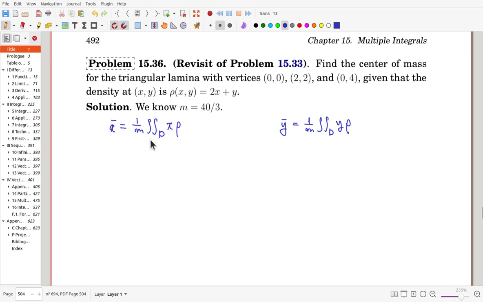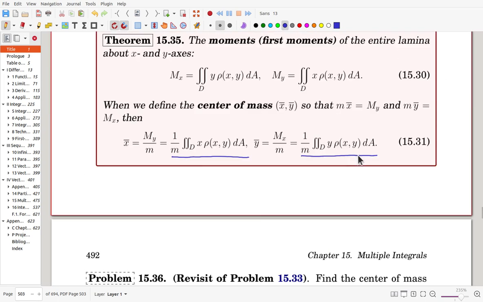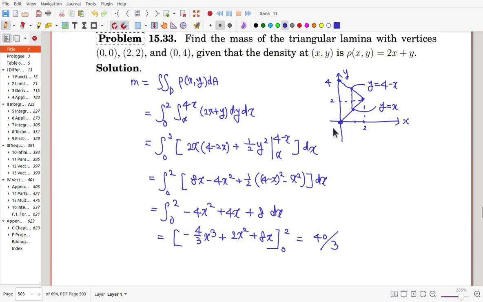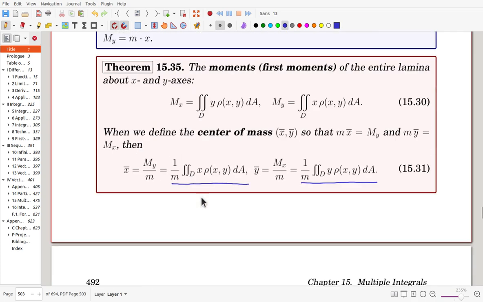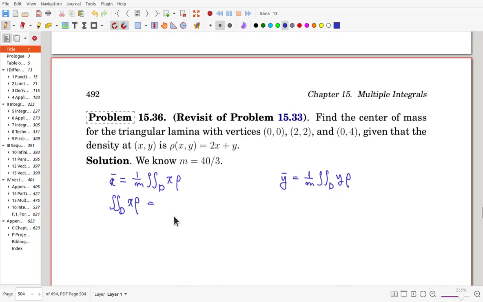And 1 over m, we can apply later on. So let's try to get only the double integral over the x rho first. We already know how to access the domain D. Here x is moving from 0 to 2, and for each x, bottom y, top y, so that we are accessing the domain vertically without missing, without duplicating. We have to access each point once and only once.